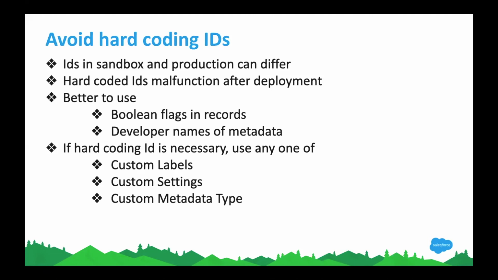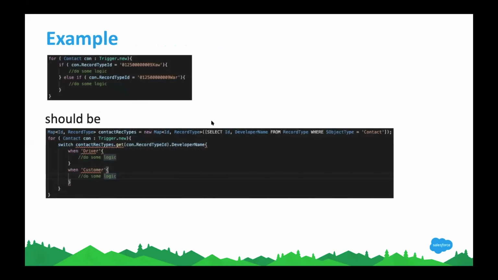It is better to use a Boolean flag in the record. And whenever you use custom labels, custom sharing settings, custom settings and custom metadata, don't use IDs. You have methods to get those records. You can query it, or you have methods to get those records from the Salesforce backend. These are the examples. Say here we are iterating contacts from a trigger, and we are checking if a record type ID is something like this. Instead, we can use a method, I mean a query in this instance, to find the particular record type and check the record type ID. So this is the useful one.